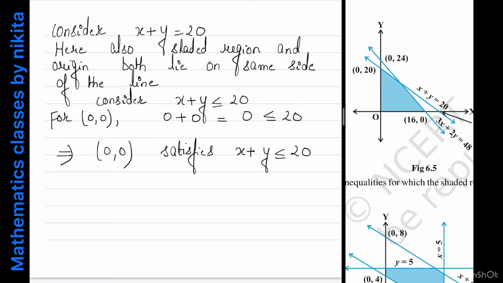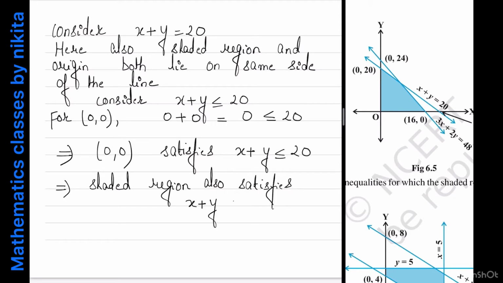Now where is (0, 0) lying? On the lower side of the line, and if (0, 0) is lying there, then the shaded region is also lying there. So the shaded region also satisfies x plus y less than or equal to 20.